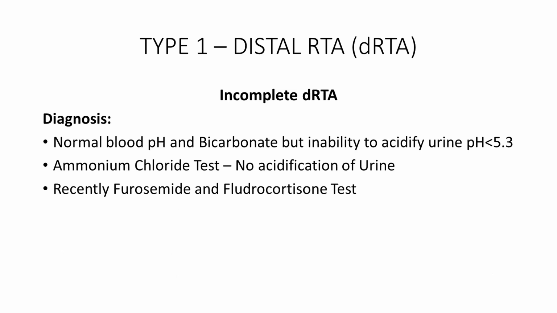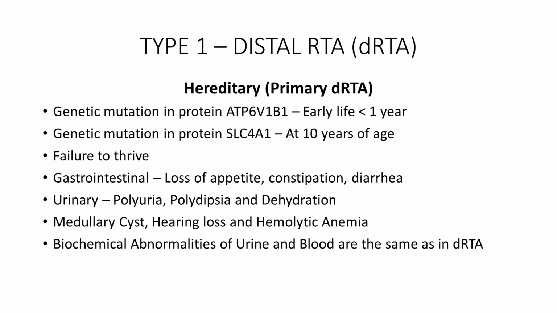Incomplete distal RTA, you don't have to go through it. In it there is some acidification of the urine, and then there are confirmatory tests for it, but I don't think it is important. Hereditary distal renal tubular acidosis is because of genetic mutation, presenting early in life with failure to thrive, loss of appetite, constipation, and diarrhea, polyuria, polydipsia, and dehydration, medullary cysts, hearing loss, and hemolytic anemia. Biochemical abnormalities of urine and blood are the same as in distal RTA.